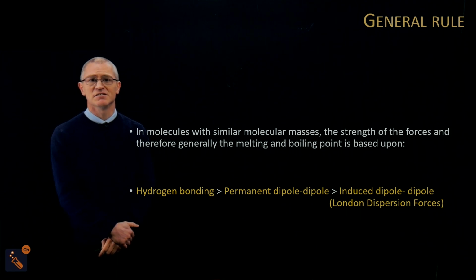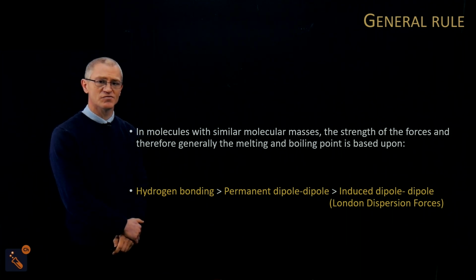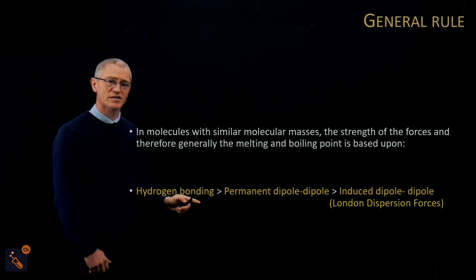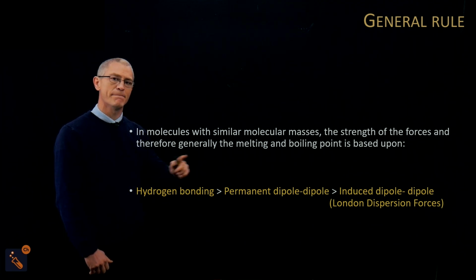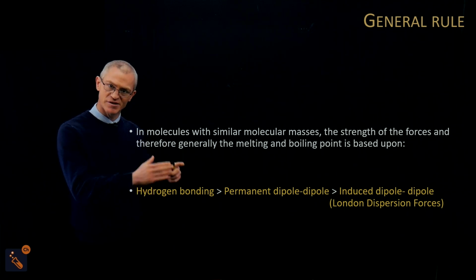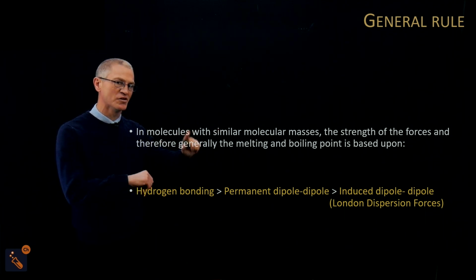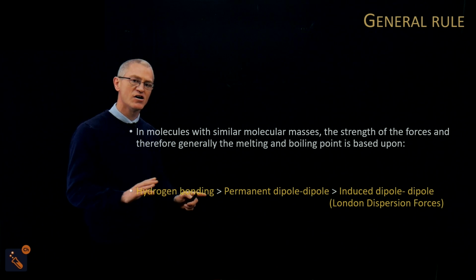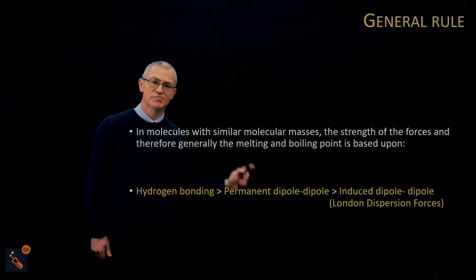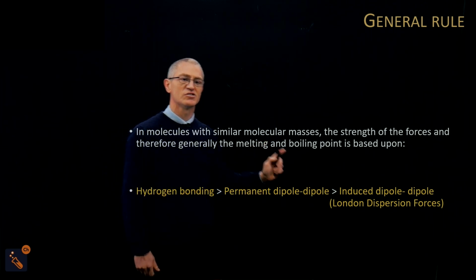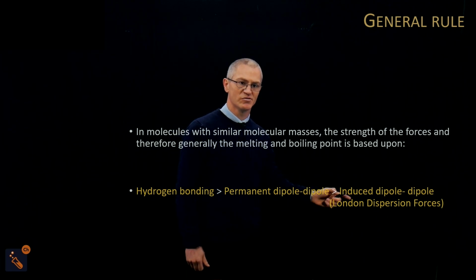Now, this means that we can go for a general rule. The general rule is that hydrogen bonding is stronger for molecules with a similar molecular mass. Only for similar molecular mass. Really important to highlight that point. Similar molecular mass: hydrogen bonding is stronger than permanent dipole-dipole, which is stronger than induced dipole-dipole forces.